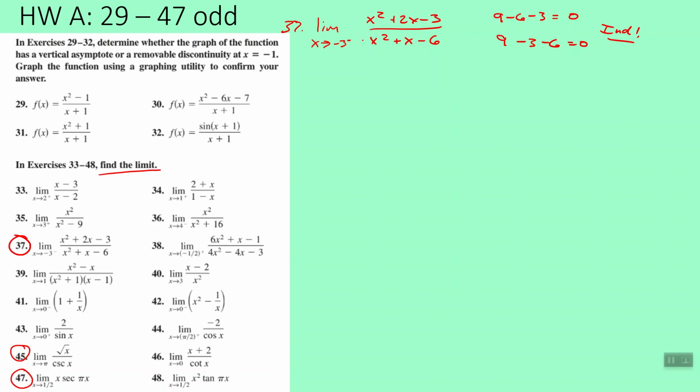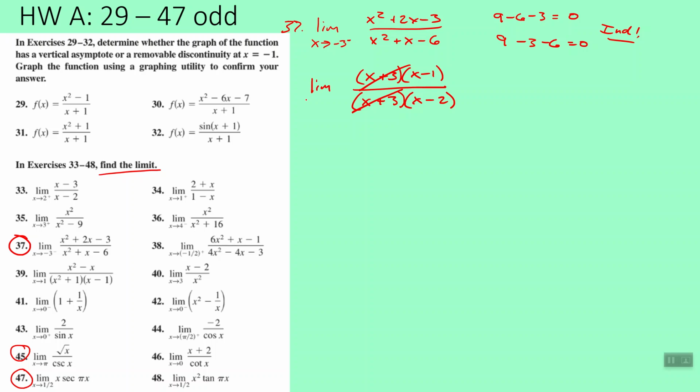One thing we can try is to factor the top and the bottom, and maybe something will cancel. The top factors into x plus 3 and x minus 1, and the bottom factors into x plus 3 and x minus 2, I think. And then the x plus 3 factors cancel out. That should give us a hole at -3. So if it's a hole and we want the limit as we go to -3 from the left, we can just plug in -3 with what's left.